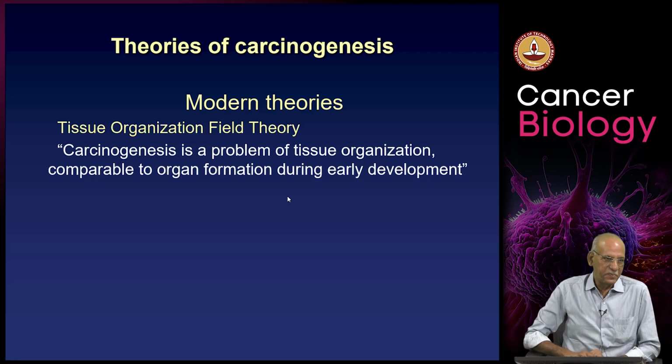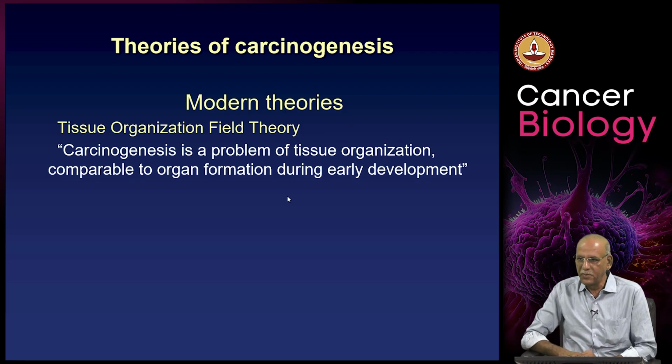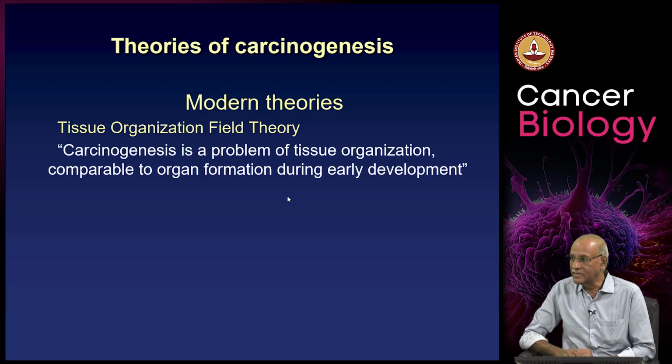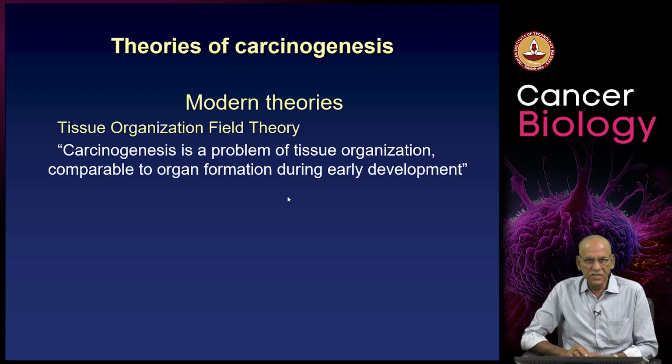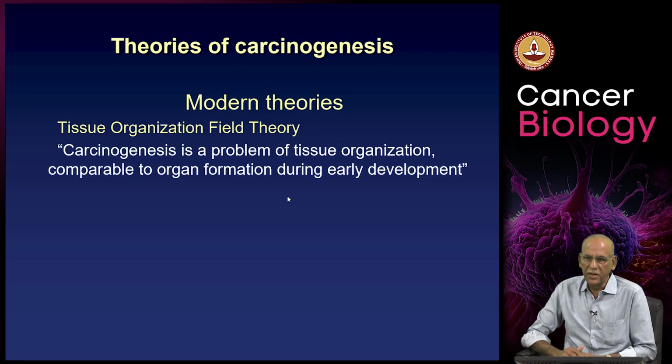So, this is the idea of the tissue organization field theory. People who advocate this theory do not advocate mutation as the causative factor for cancer development. They think that a simple change in expression of genes could result in a change in the structure of the normal cells into cancer cells. So, that is one idea. They say that it is a problem of tissue organization comparable to organ formation during early development.